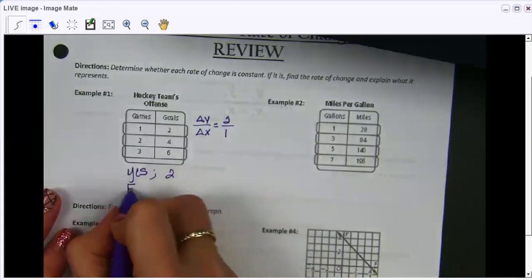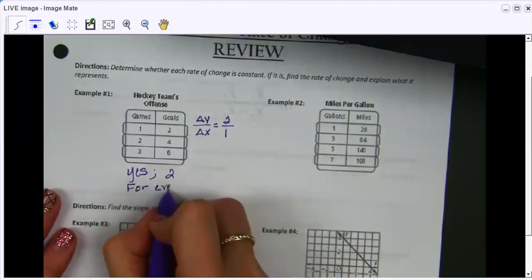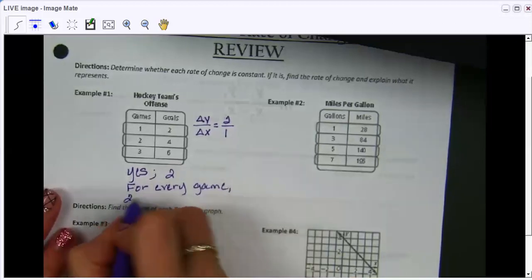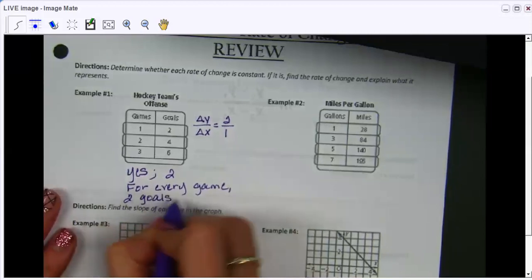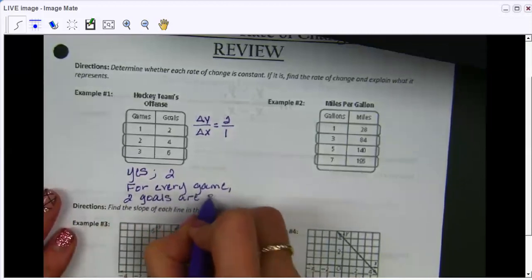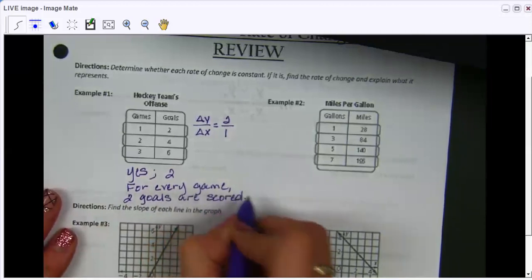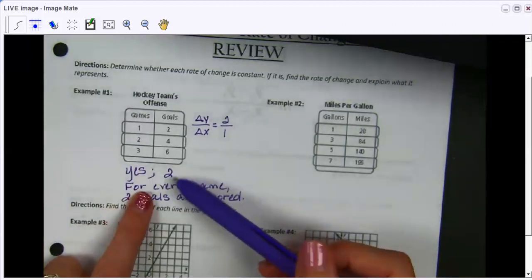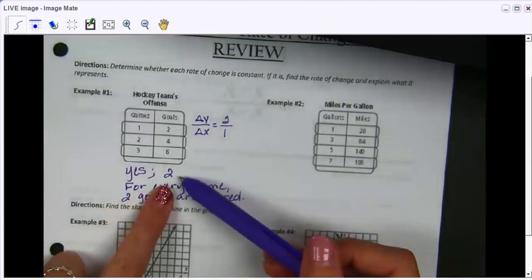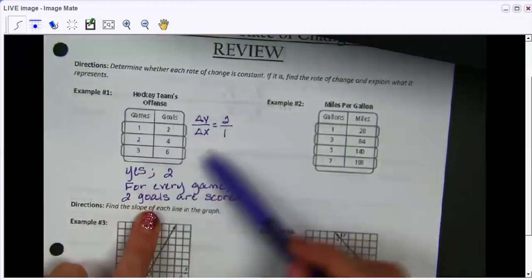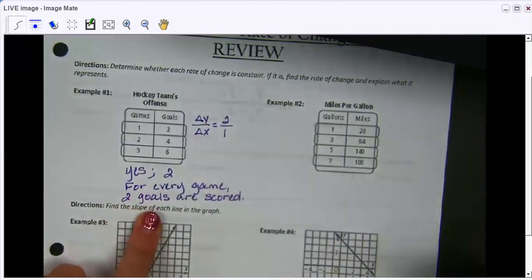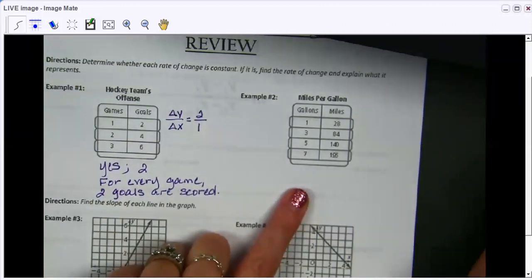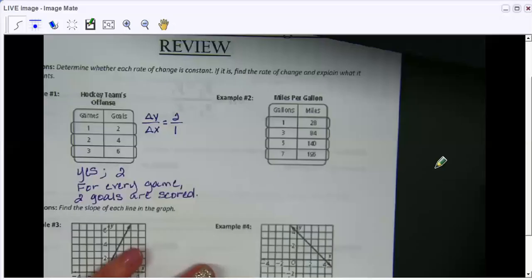For every game, two goals are scored. Okay, so there's 3 things here. This is a constant rate of change. The constant rate of change is 2, and we described what this situation means right here. All right, so I want you all to look at example 2, and I want you to try to figure out what the rate of change is on this one.